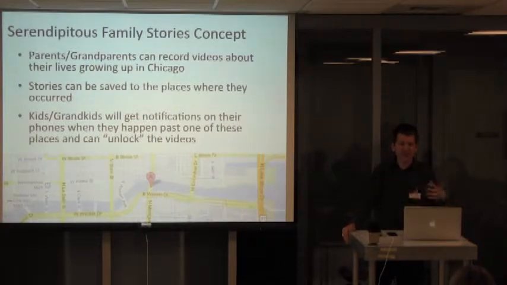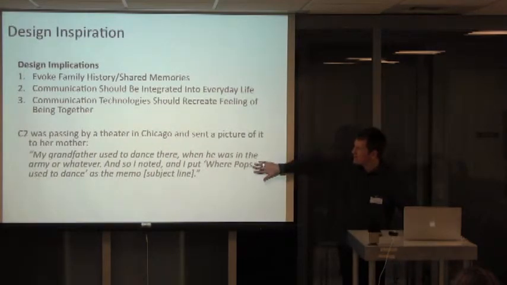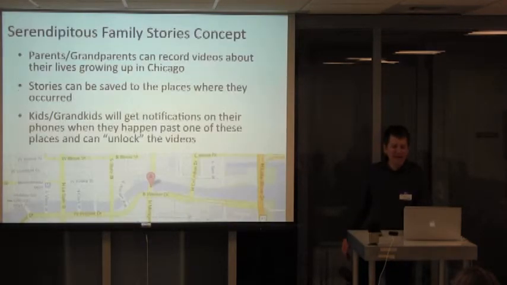And in this concept, parents and grandparents can record videos about their lives growing up in the city. And they'll save those to the place on the map where they occurred. And then their kids or their grandkids can get notifications on their phone whenever they walk near one of those places. So the phone will just start vibrating whenever you walk near the place of one of these stories. And if you take the phone out, you can watch that video. You can watch your parents talking to you and telling you that story about that place and the family history in their daily life. So that really came directly from this quote right here and this observation from the study, as well as the other design implications that we had.